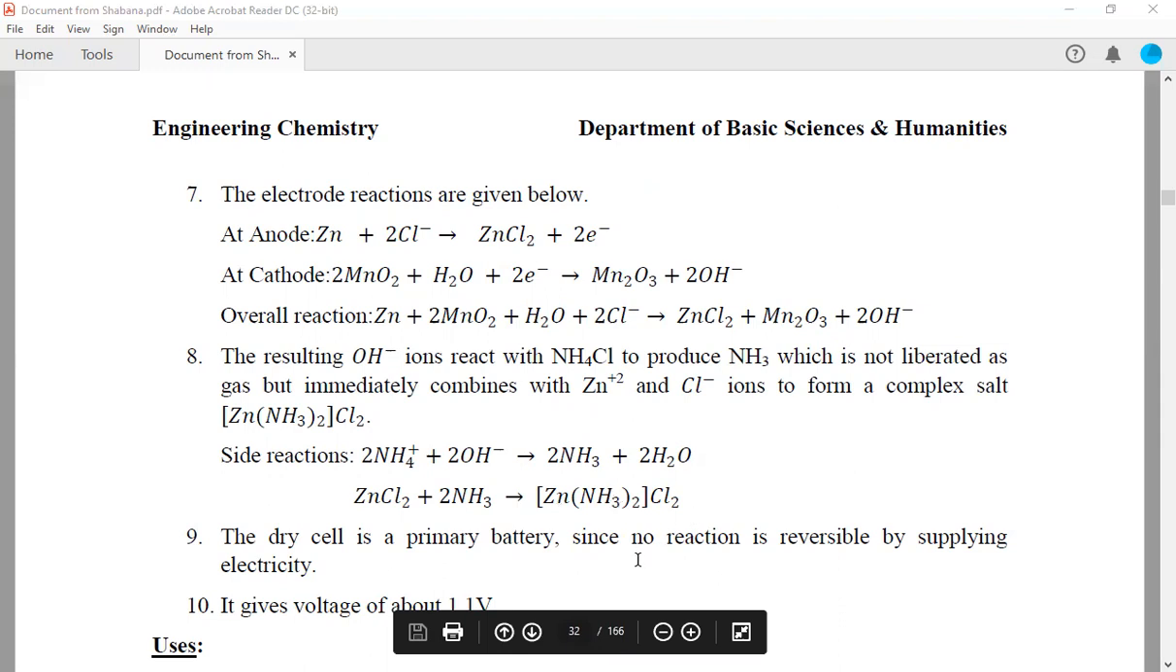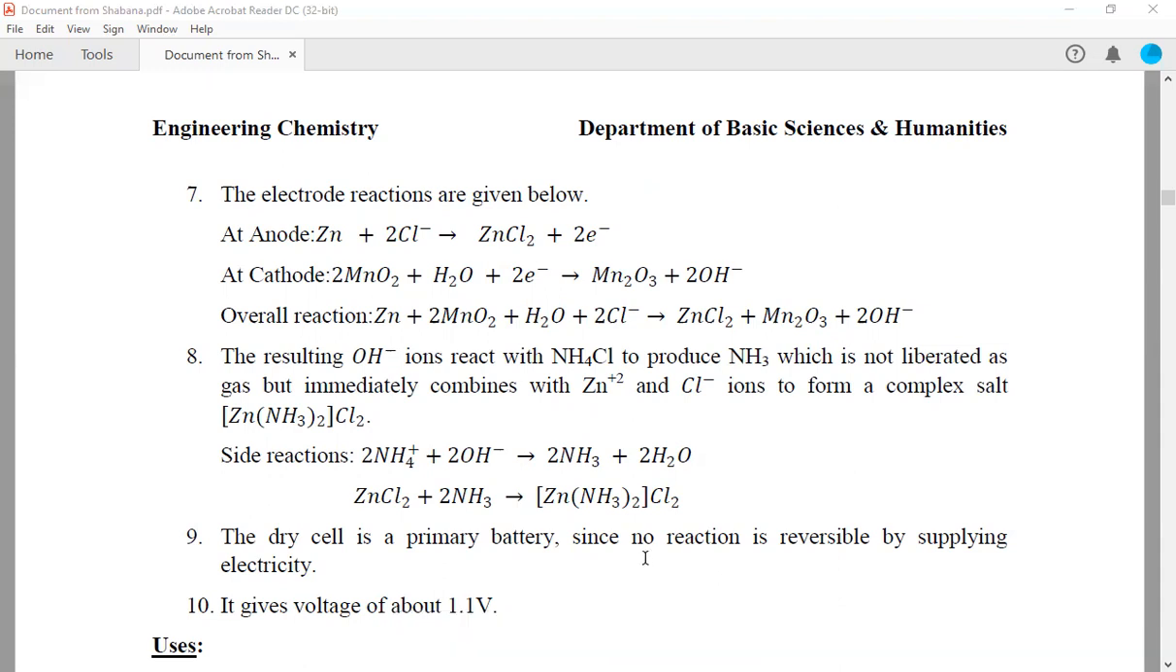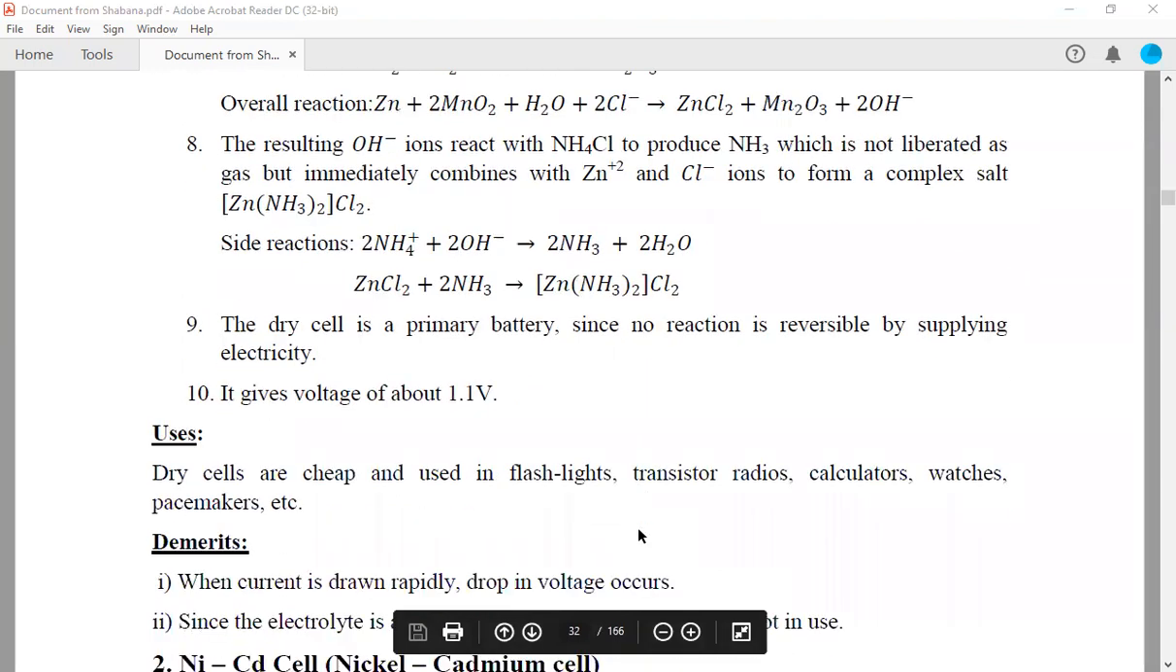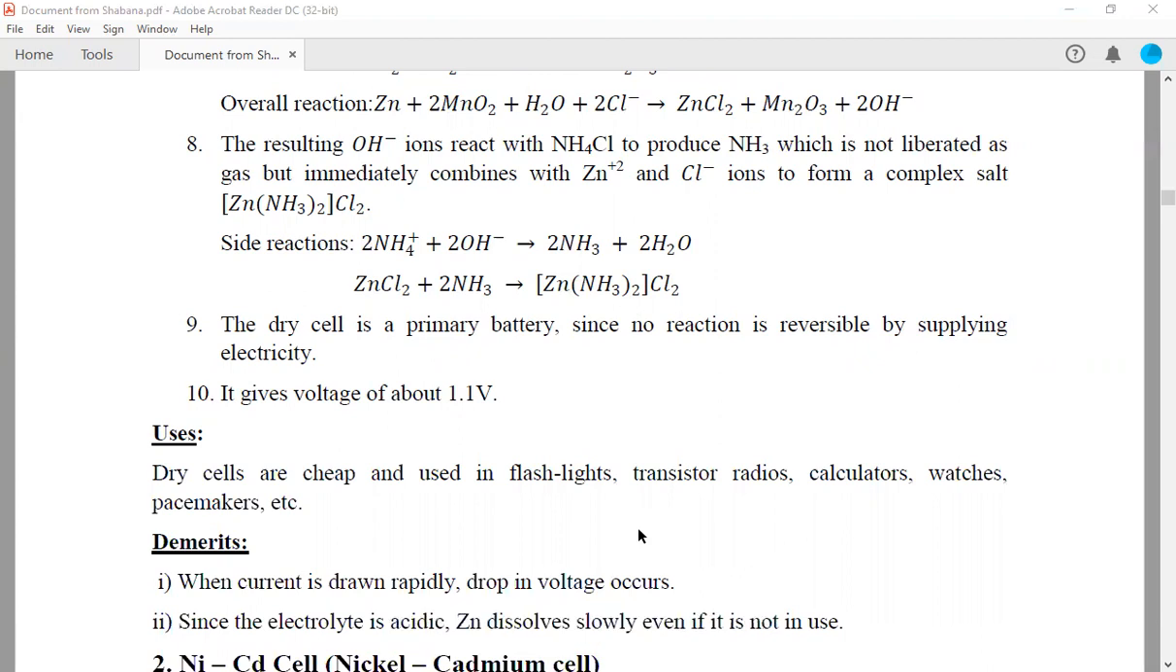And this dry cell is a primary cell since no reaction is reversible by supplying electricity. So it gives a voltage of about 1.1 volts. Coming to the uses of the dry cell. The dry cell is cheap, I already told, and it is used in flashlights, transistor radios, calculators, watches, and pacemakers.